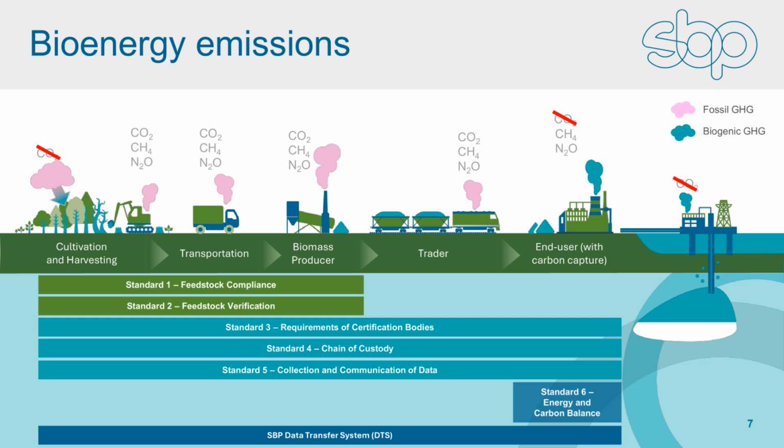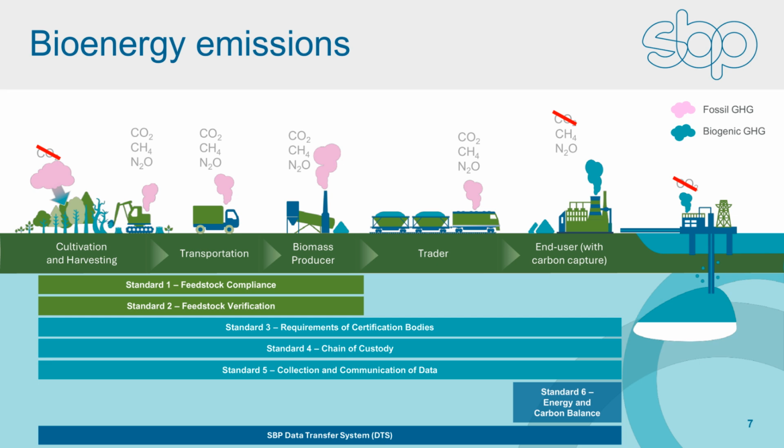Now we look at where emissions actually occur in the supply chain. There are emissions at every stage: cultivation and harvesting, transport of feedstock to the mill, processing into pellets or chips, transport of the finished product, and end use. Each of the 6 SBP standards covers one or more of these stages. Standard 1 covers the forest. Standard 2 covers the supply base evaluation. Standards 4 and 5 cover the chain of custody and data collection. Standard 6, the one we're focused on today, is where all that data is turned into a carbon number. The data transfer between actors flows through the SBP data transfer system.